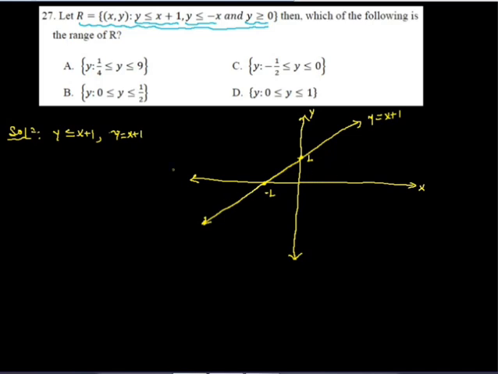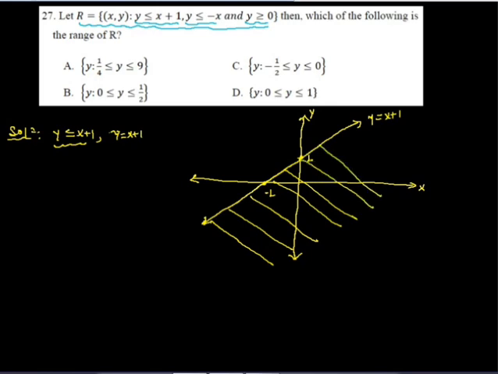After sketching y equals x plus 1 on the xy plane, since the inequality is less than or equal to x plus 1, we sketch it here on the lower part. This is only the region for the first inequality. Now we go to the second, y less than or equal to minus x. To sketch this, we need the line y equals minus x. Okay, we need to have this line y equals minus x.